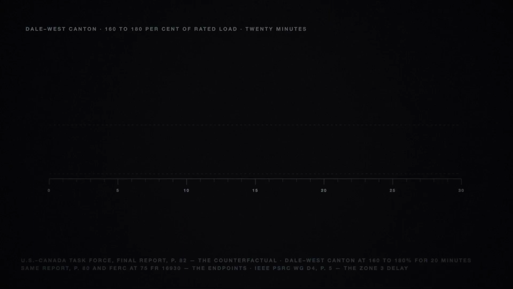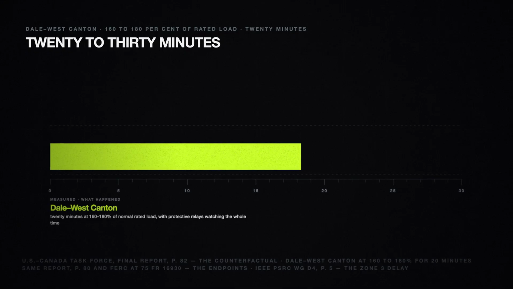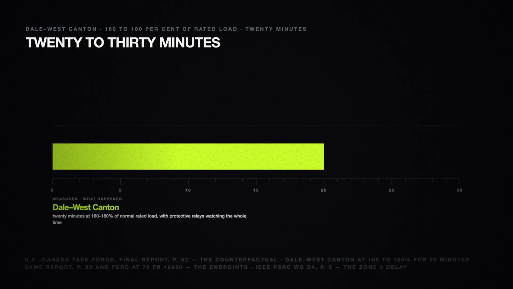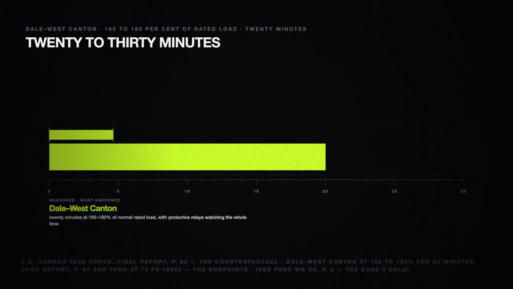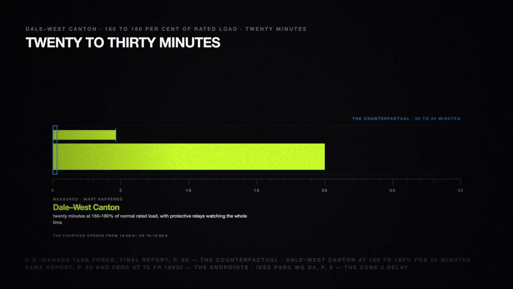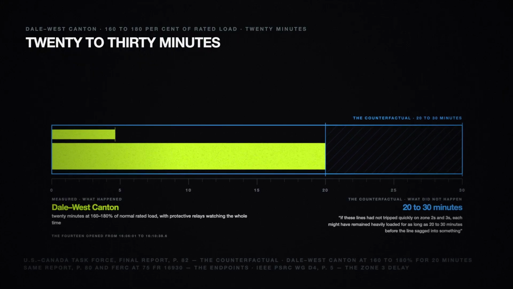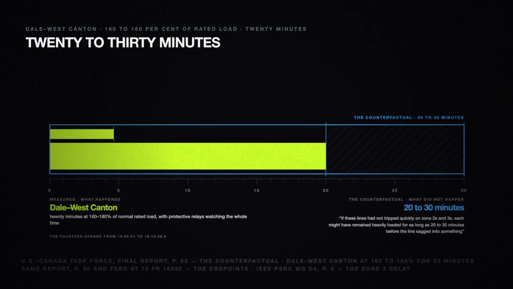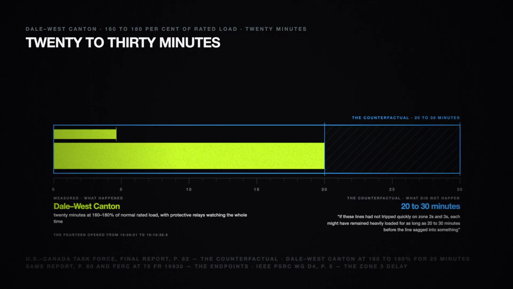A line called Dale to West Canton carried between 160 and 180% of its rated load for 20 minutes before anything opened it. 20 minutes at nearly twice the load the line was rated for, with protective relays watching the whole time. The investigation put that measured interval into a counterfactual of its own. If these lines had not tripped quickly on zone 2s and 3s, it wrote, each might have remained heavily loaded for as long as 20 to 30 minutes before the line sagged into something.